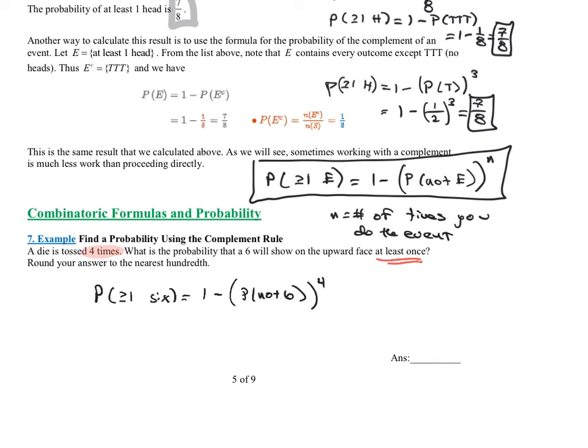We're tossing this die 4 times. So let's think about this. 1 minus, well, what's the probability that it's not 6? The probability that it is 6 is 1 of the 6 sides of the die. So the probability that it's not 6 would be the remaining 5 of the 6 sides. Then we raise that to the 4th power because we tossed that die 4 times. So if I do 1 minus 5/6 raised to the 4th, and it says we want to round our answer to the nearest hundredth, 2 decimal places, put that into the calculator and see what you're getting. I'm getting about 0.48.